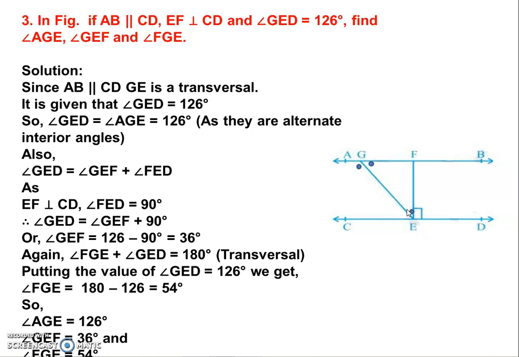Then I can say that FGE plus GED, the sum of these two is 180 degree because they form interior angles on same side of the transversal. So substituting that value, I can get FGE is equal to 180 minus 126, that is 54 degree. So I have all three angles now. AGE is 126 which was found earlier. Then GEF 36 and FGE 54.